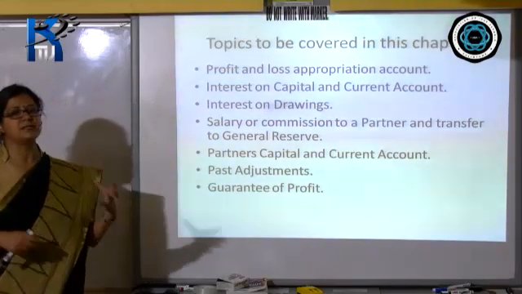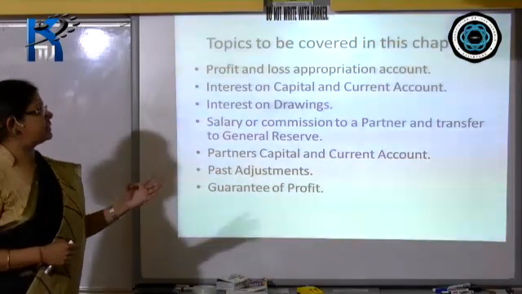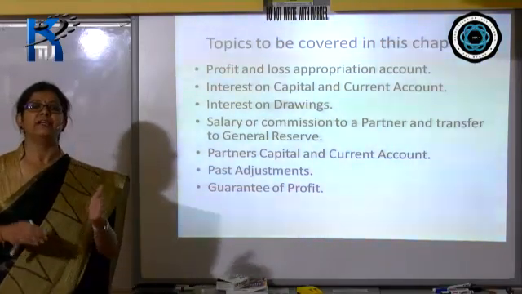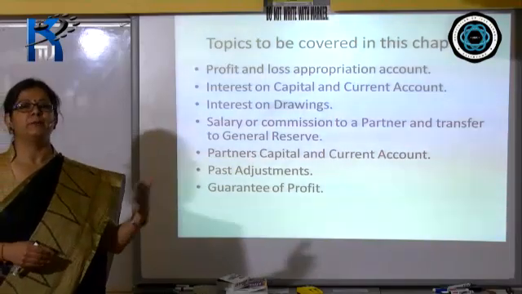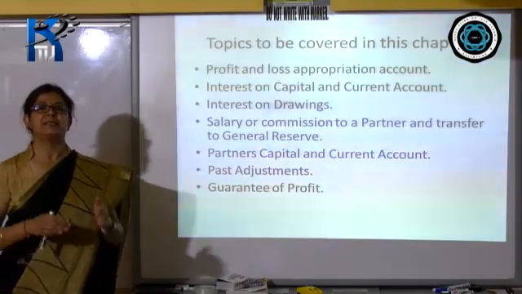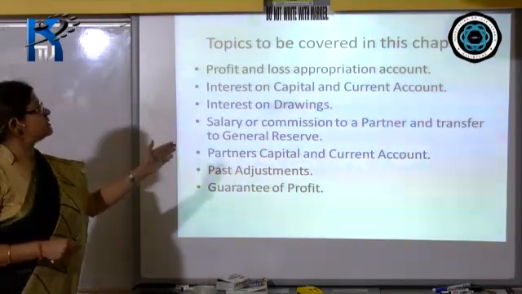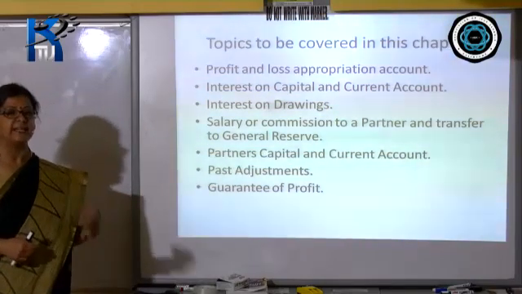Now, there is a vast amount of syllabus which is covered in this chapter, and these are the basics. If a child knows these basics, he will be able to carry on with the coming chapters because partnership has 6 chapters and all these 6 chapters are interrelated. So this is the fundamental chapter which we tend to know.